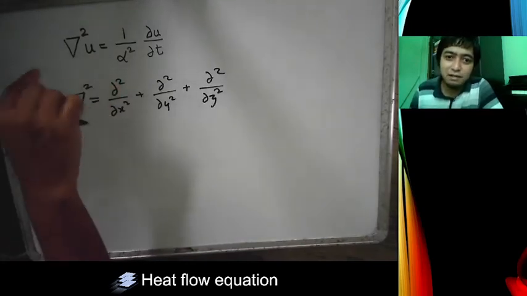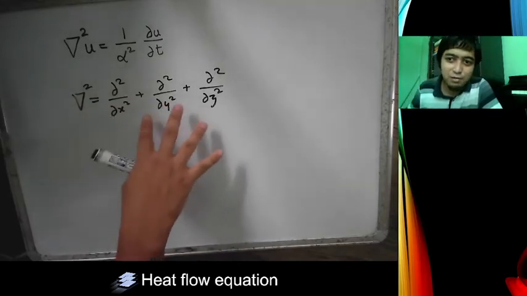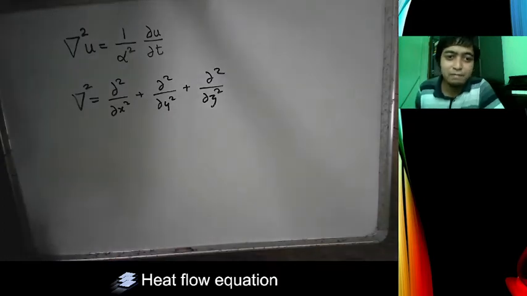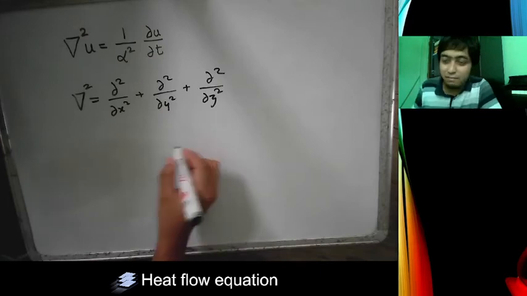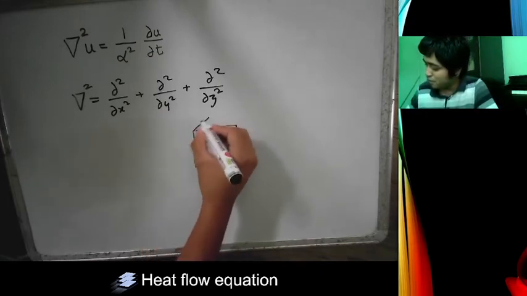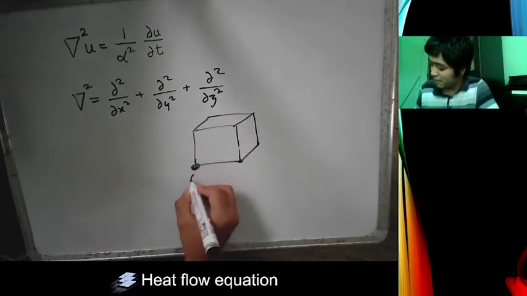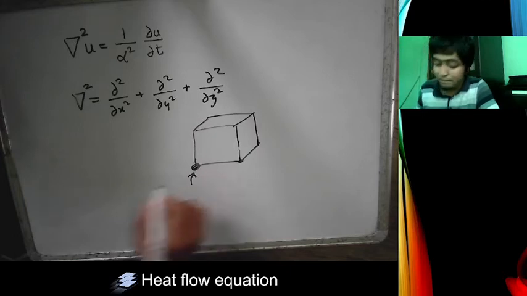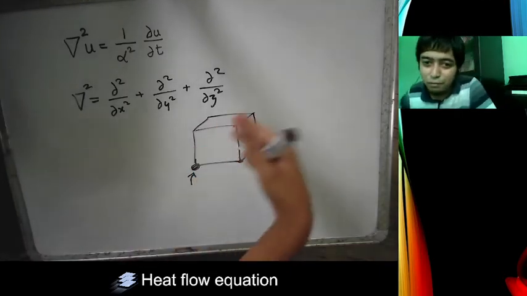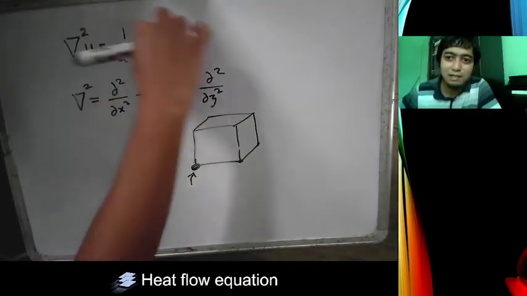That is when three space coordinates are involved, and also there is the time factor. Because if you think about it, suppose you have this square box and you supply heat to one corner of it. You know that heat will flow throughout the box, but how much? That is described by this equation.